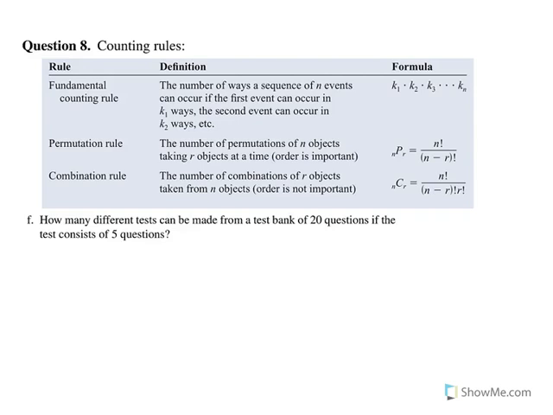Okay, this is another question on the counting rules, and it says, let's read it. How many different tests can be made from a test bank of 20 questions? So we have a test bank that contains 20 questions. If the test consists of 5 questions, this means that we have 20 questions and I want to choose 5 out of them. Of course, for a teacher, the order is not important.